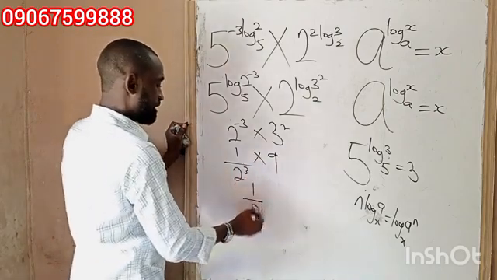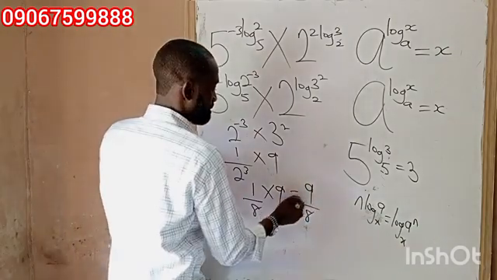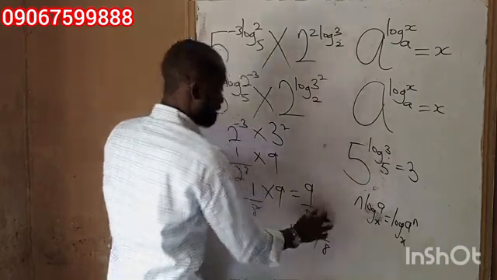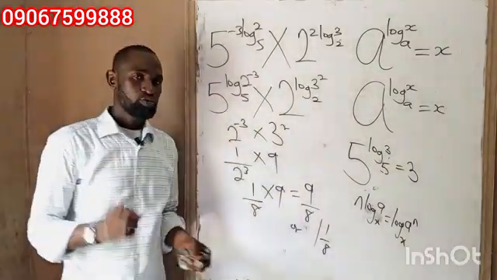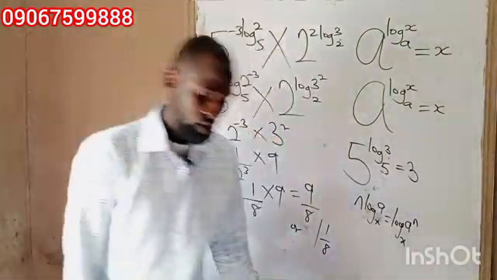That will be 1 over 8 times 9. And this will give us 9 over 8, or 1 and 1 over 8. Okay, this is a JAMB question, I think year 2002. Yes, 2002. This is a JAMB question. So take note of that for those that didn't jam.